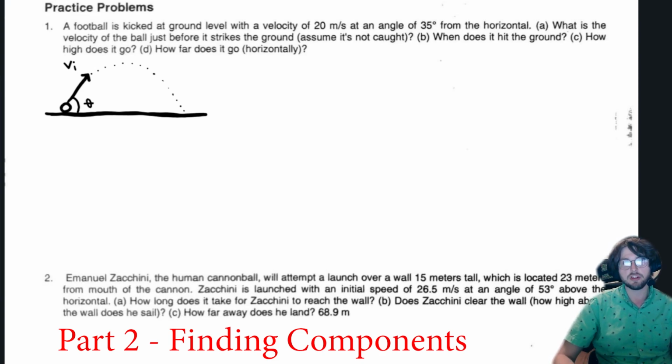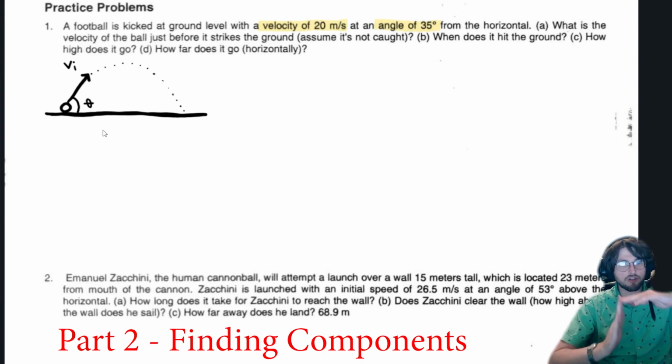So next is to find the components of this velocity that's given to you. Anytime, and I mean anytime, you are given an initial velocity with an angle, that should be the first instinct: to use trigonometry to find the horizontal and vertical components of that velocity. The reason you need to do that is because these two directions don't mix.